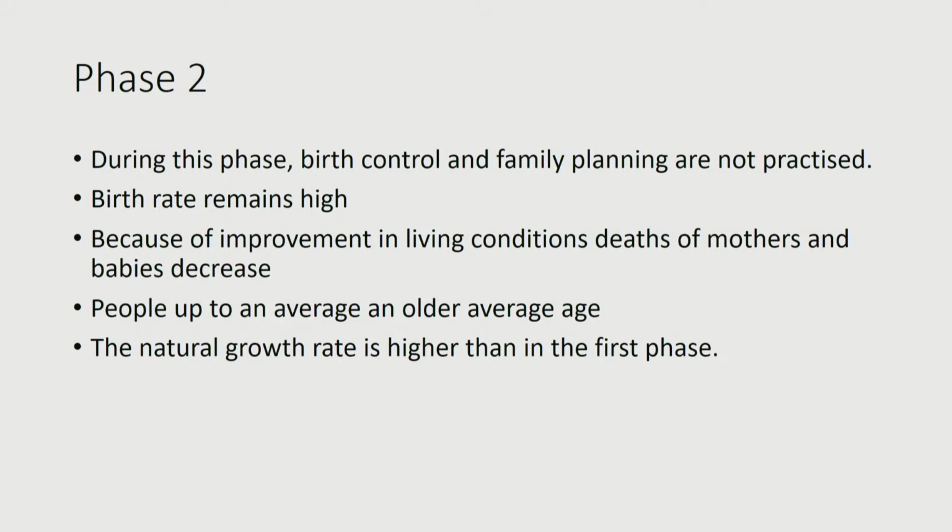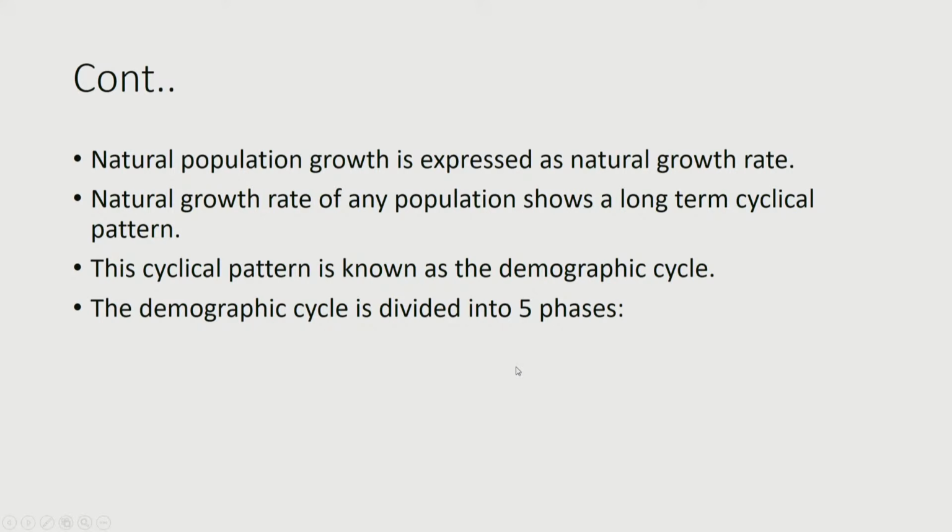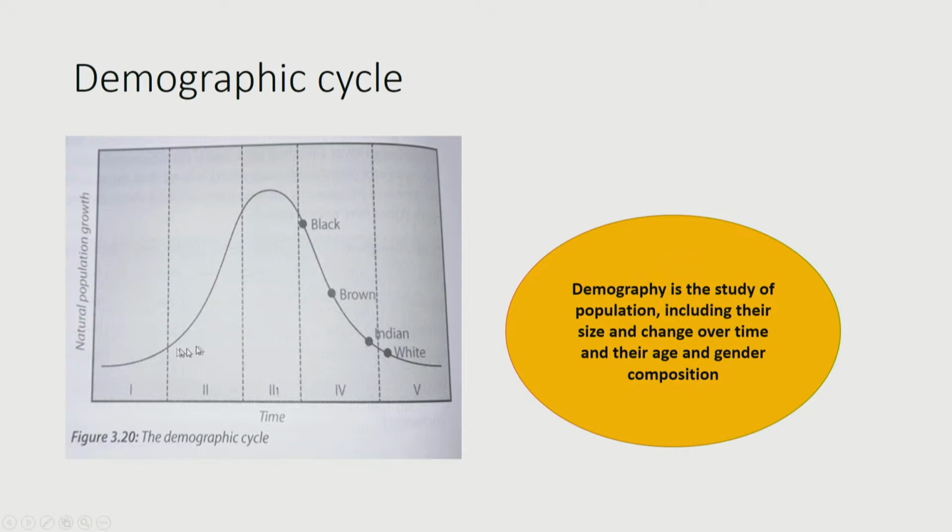So people can now live up to an older average age. That is, the natural growth rate is higher than in the first phase. So when you look here on our graph, this is the second phase. Remember now, in the second phase, people are still not practicing what? People are still not practicing birth control, and at the same time, there are some medical facilities which are really helping to sustain the lives of people, and people that are dying are fewer because of some improvement in the standard of living of people.